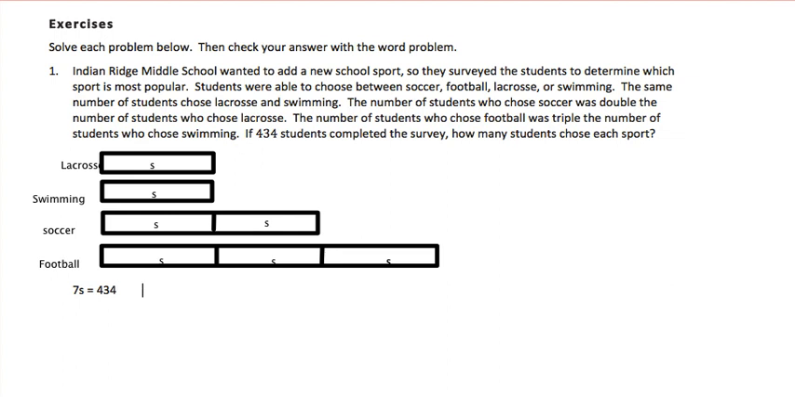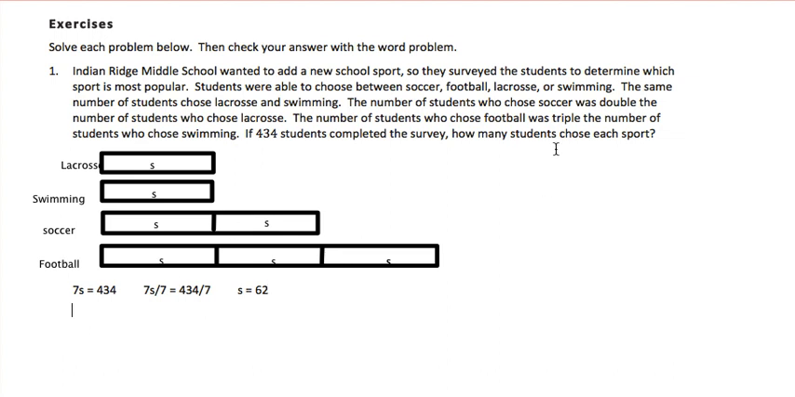And I can solve that equation by dividing by 7 on both sides of the equation. 7s divided by 7 is s. That was the whole point. And 434 divided by 7 is 62. So that means that each piece in the tape diagram is 62.